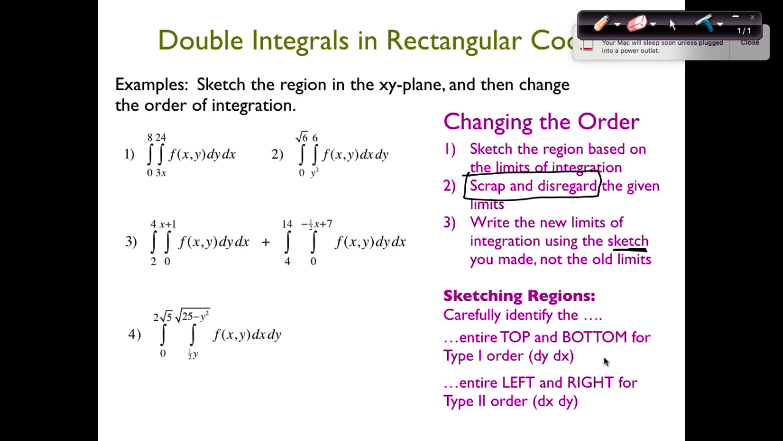We'll do this first one together, and then I'll let you loose on 2, 3, and 4. Questions on the strategy? This is about getting a really good picture and then using the picture, not trying to look at the limits and figure out how to switch them. Because if they're functions like this, you can't just swap them like you can with a rectangular region.